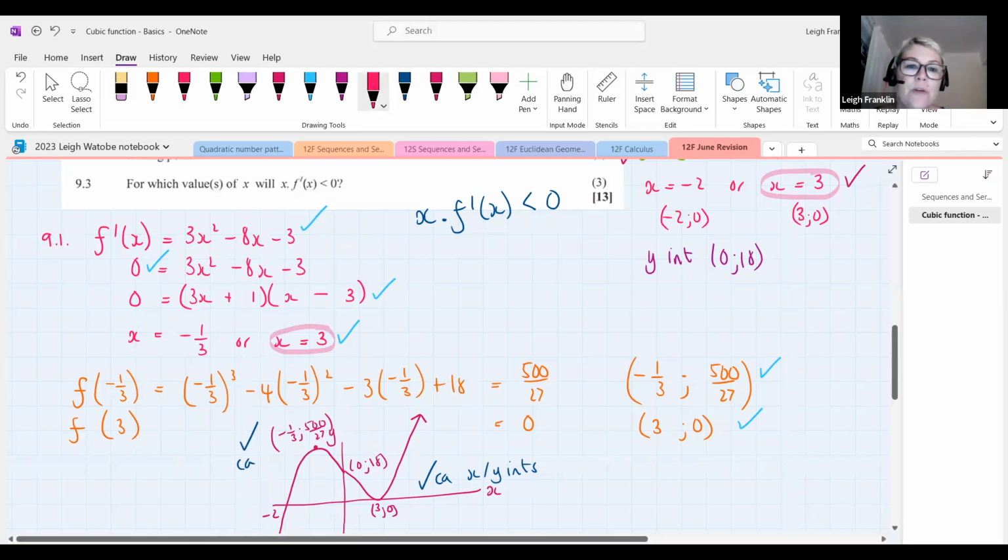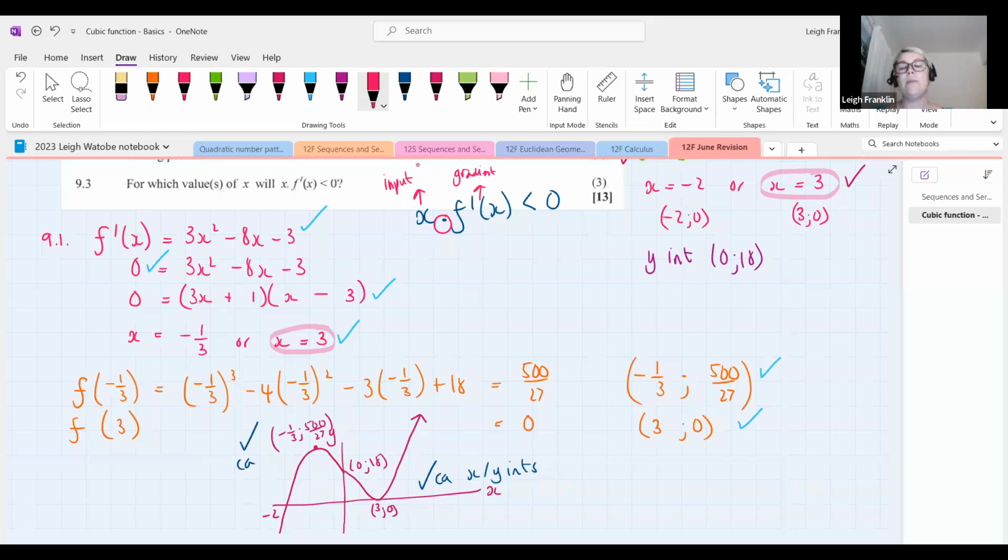All right, so this means times. So x represents our inputs. F prime x represents our gradient, but we're actually talking about our signs: whether x is positive or negative, or whether the gradient is positive or negative, because what they want from us is a negative outcome.